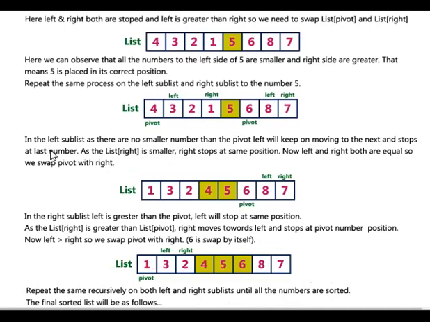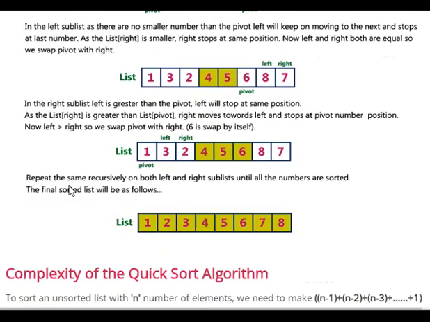So in the left sublist, there is nothing smaller than the pivot left, so we keep on moving to the next and stop at the last number. In the right side, there are elements greater than 5, but we have to sort repeatedly, moving from left to right and swapping positions into the correct position, and finally we rearrange the sublist, storing the values the correct way and sorting the list.